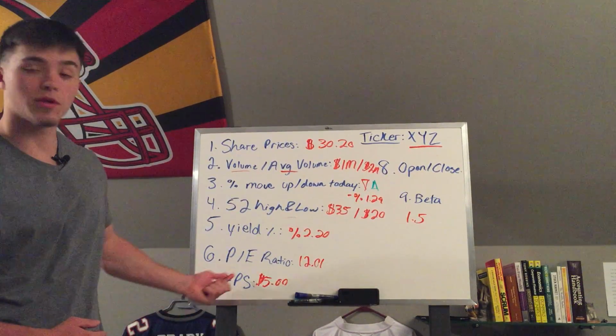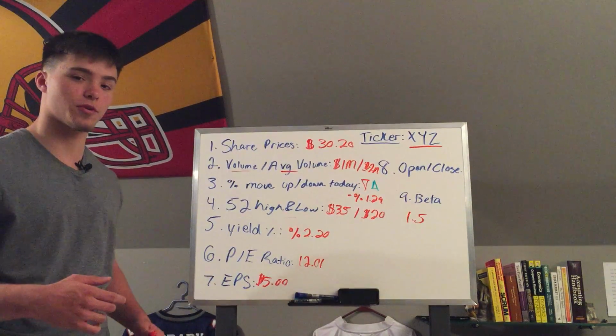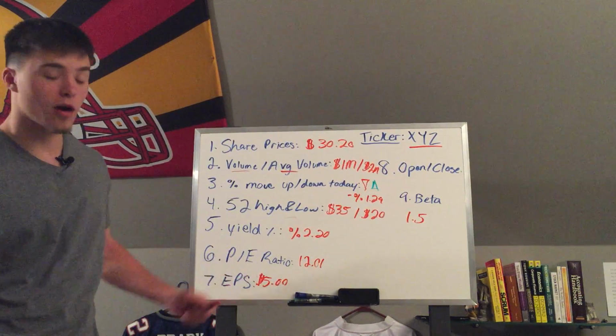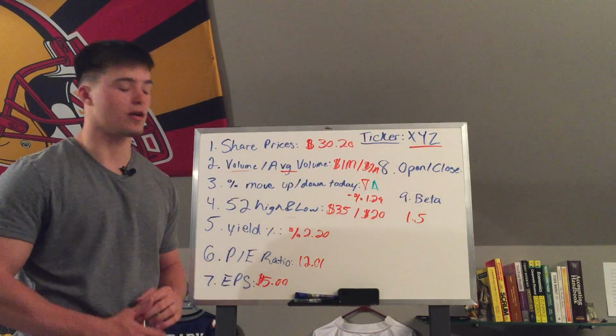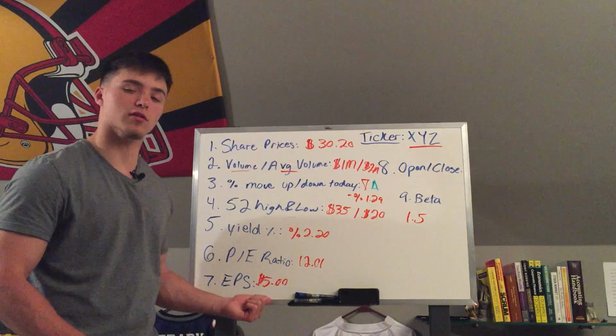Earnings per share is EPS. So if you see EPS, just know earnings per share. And all that means, guys, is how much does that company earn per share? And for this example it is $5.